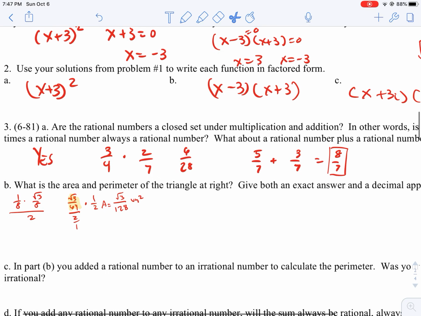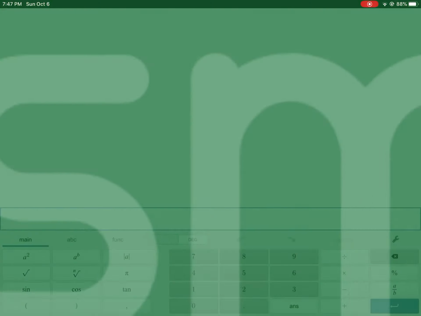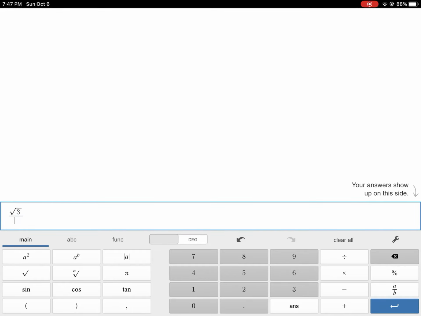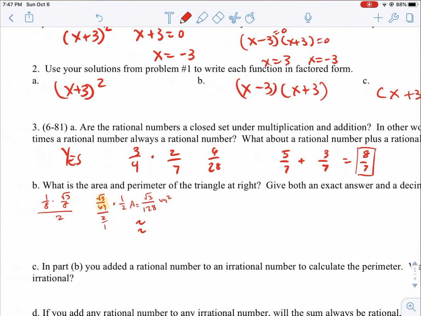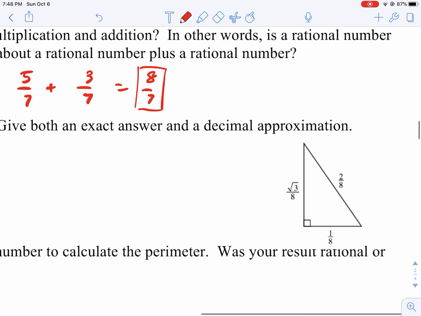Type that into your calculator, you'll get the approximate, and I guess I'll use Desmos. Root 3 divided by 128, which is 0.0135 units squared.